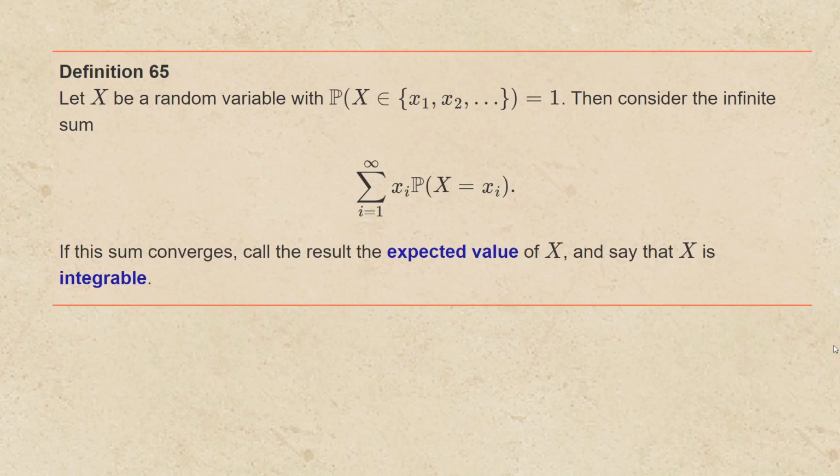Let X be a random variable with the probability that X is in the set x_1, x_2, etc. equals 1. Then consider the infinite sum, the sum as i goes from 1 to infinity of x_i times the probability that X equals x_i. If this sum converges, call the result the expected value of X, and say that X is integrable.